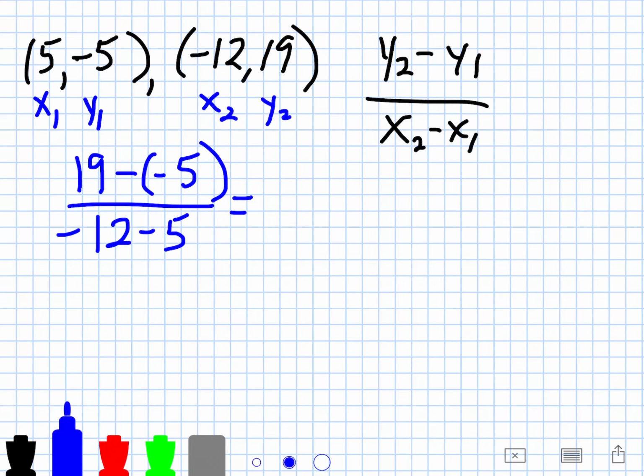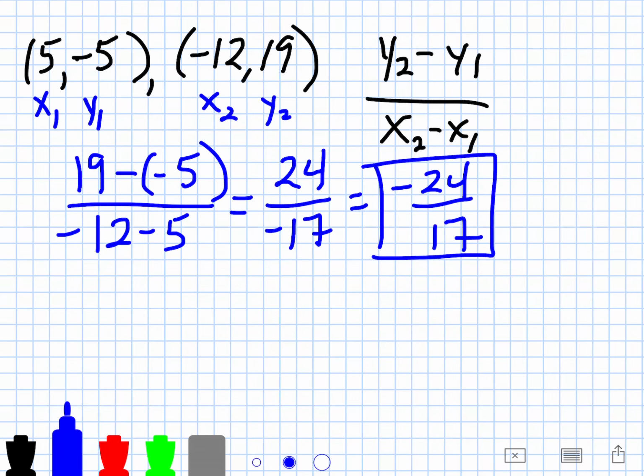Now I can simplify it. 19 minus negative 5. Minus a negative is the same as a positive. 19 plus 5 is 24. Divided by negative 12 minus 5 is negative 17. I can't reduce that, and so it's just going to stay negative 24 over 17. And that's my slope. So we're just using the slope formula instead of counting the squares. Now you could graph these points and then count the squares, but we have the slope formula that's going to make that so much faster, right?